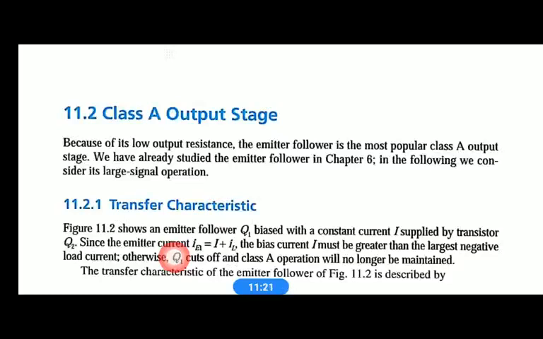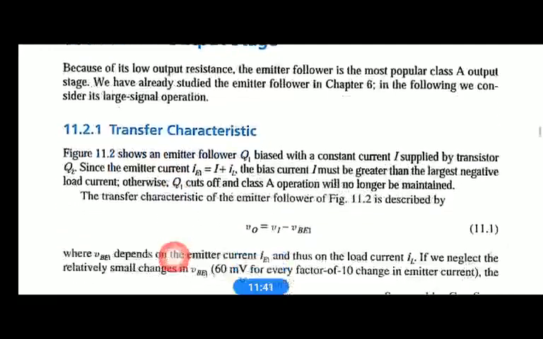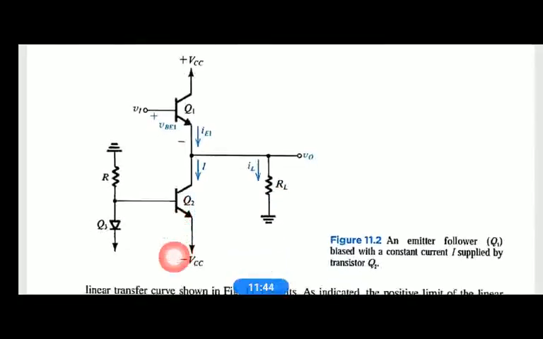Because of its low output resistance, the emitter follower is the most popular class A output stage. So usually we use an emitter follower to design a class A amplifier, right? Here we can see an emitter follower with a biasing circuit which gives you a class A amplifier. Here transistor Q1 forms an emitter follower.